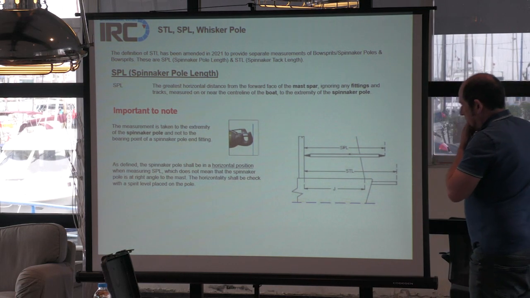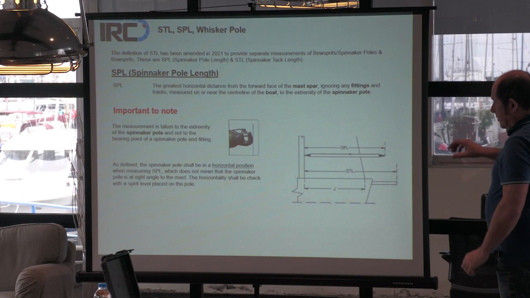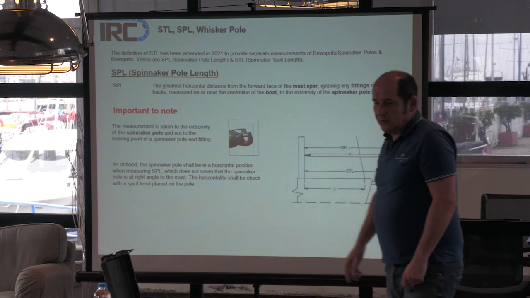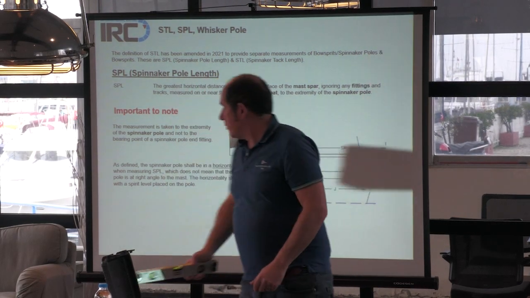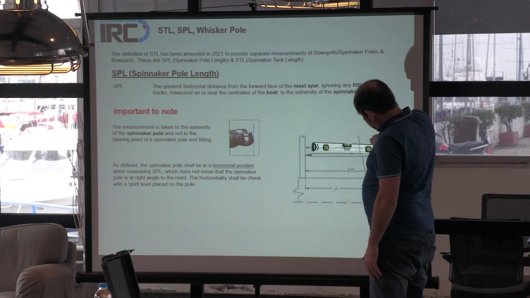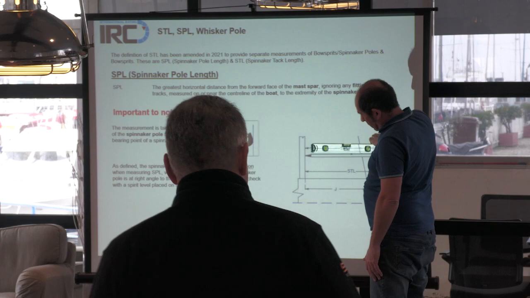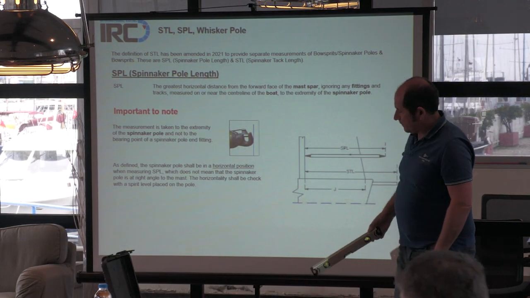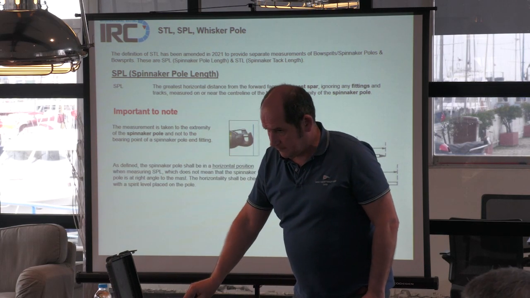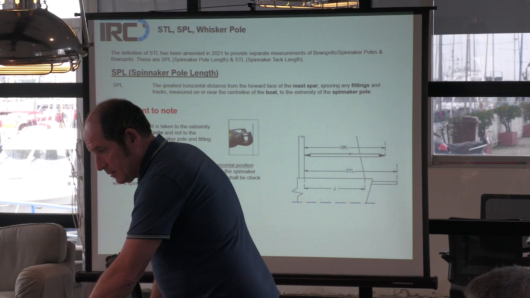Because the spinnaker pole shall be in a horizontal position when you measure it, before measuring, you will inspect the horizontality of the spinnaker pole with your level. Okay.